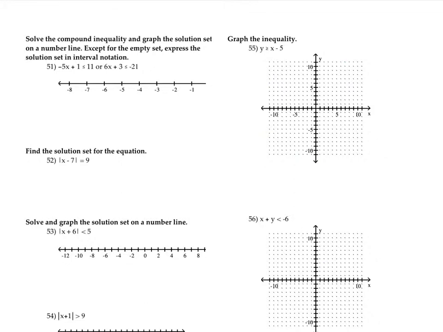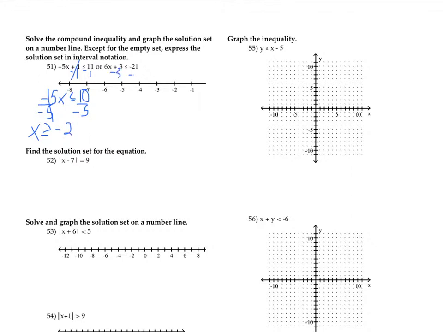51, solve. So subtract 1. Negative 5x is less than or equal to 10. Divide by negative 5. Oh hey, this is important. When you divide by a negative and it's an inequality, you have to flip the inequality. So it'll be greater than or equal to negative 2.